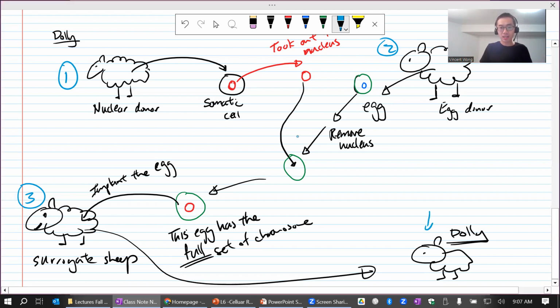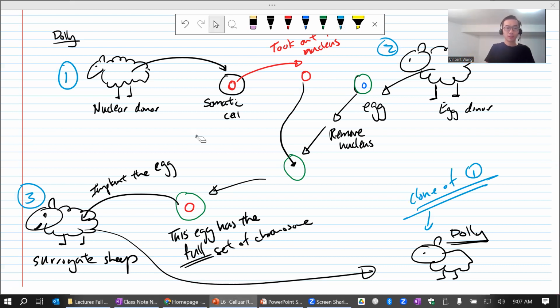Actually, this is a clone of number 1. It is genetically identical to the nuclear donor because that's where all the genetic information came from, right? The egg donor is just providing the shell of the egg. There's no genetic information in it because they removed the nucleus, right? The surrogate is providing the womb for the baby to grow. There's no genetic material supplied either. All the genetic material came from the nuclear donor. So this sheep and this sheep are genetically identical.